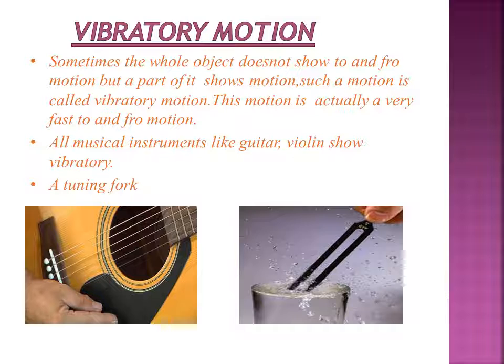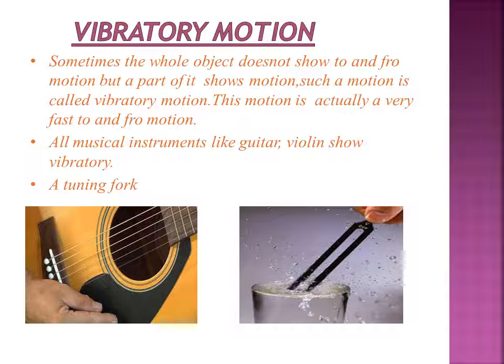So if a string is pulled, the motion is very fast. That's why it makes a sound. Okay, it vibrates. The whole guitar or the whole violin doesn't move. Only that string moves. Okay, only that string moves. It is made up of certain metals.